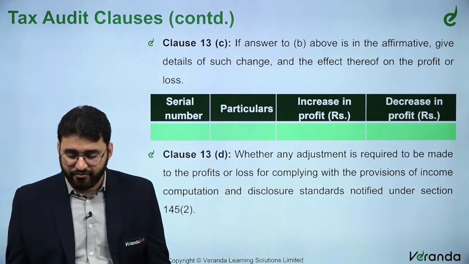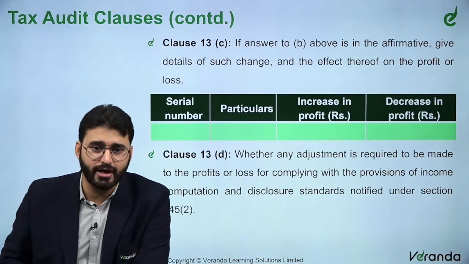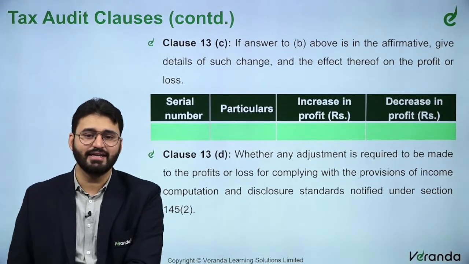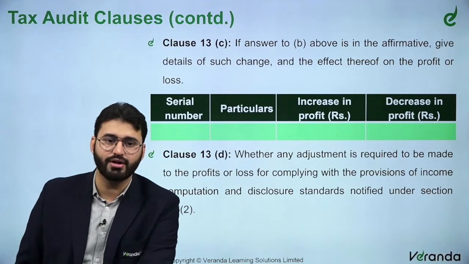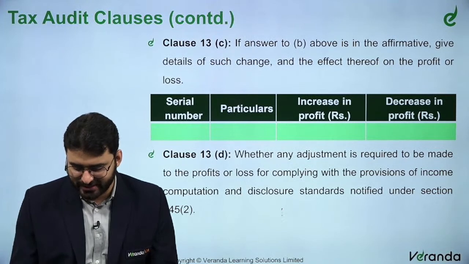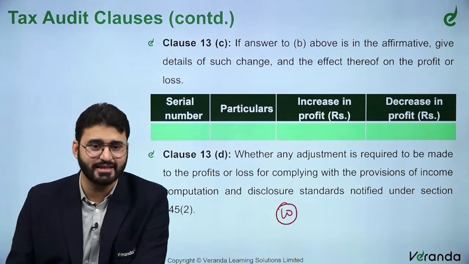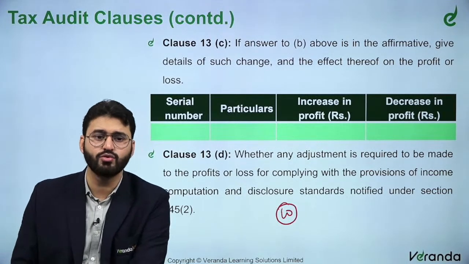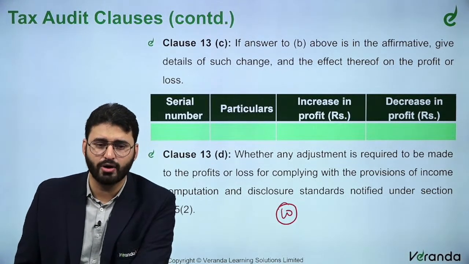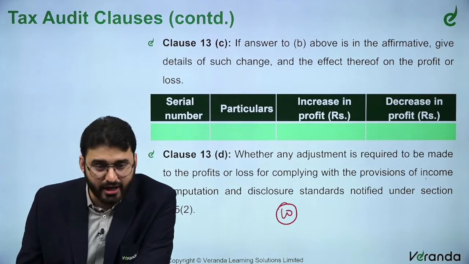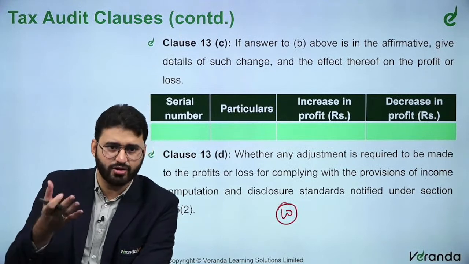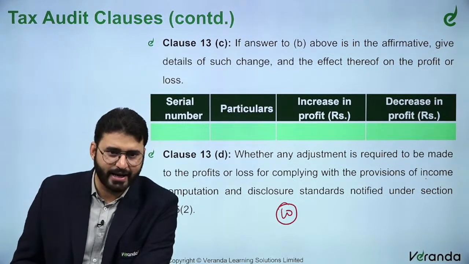Clause 13D, whether any adjustment is required to be made to the profits or loss for complying with the provisions of ICDS notified under section 145 subsection 2. So in today's income tax law, how many standards are there? There are 10 ICDS standards. ICDS, Income Computation and Disclosure Standards. There was a huge uproar when it came out in the year 2017. ICDS, what is going to happen? Now these standards are not accounting standards. Let's not confuse ourselves. This will be there in your income tax paper, right?